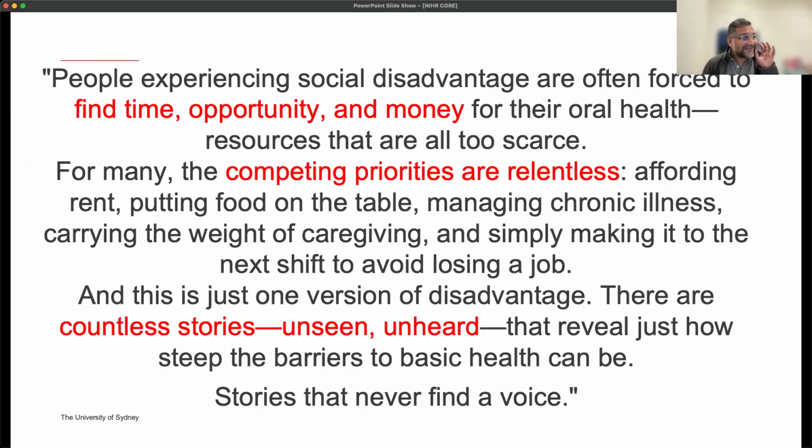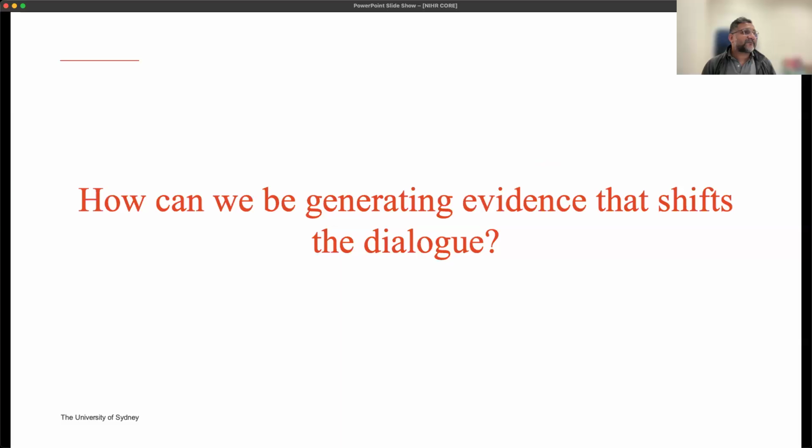And all of these things are scarce in combination sometimes. And their competing priorities are relentless. And this is just one version of this disadvantage. And being an epidemiologist, I've come to this very clear realization that there are countless stories unseen and unheard that epi and quantitative data cannot look at. And qual is absolutely, absolutely critical in that space. So we have to have interdisciplinary and multidisciplinary teams like the core really offers.